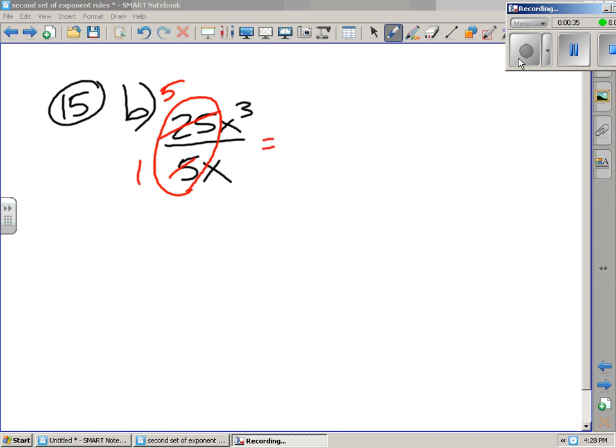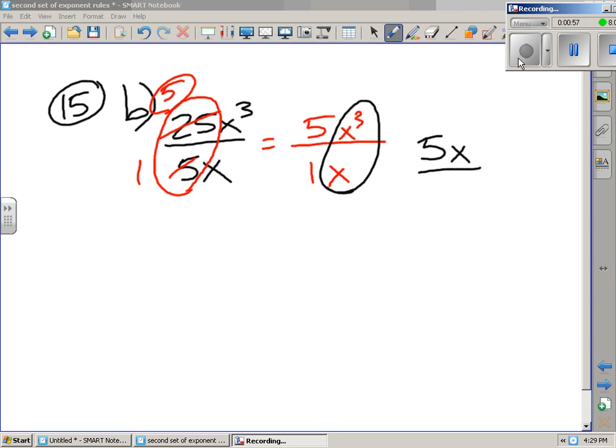Oh, did I say that wrong? 25 divided by 5 is 5, and 5 divided by 5 is 1. So we get 5 over 1, and then we take x to the third and x, and we say, when the bases are the same and you have a fraction, subtraction better be your action. So I take 5, and then I write in the numerator 3 minus 1.